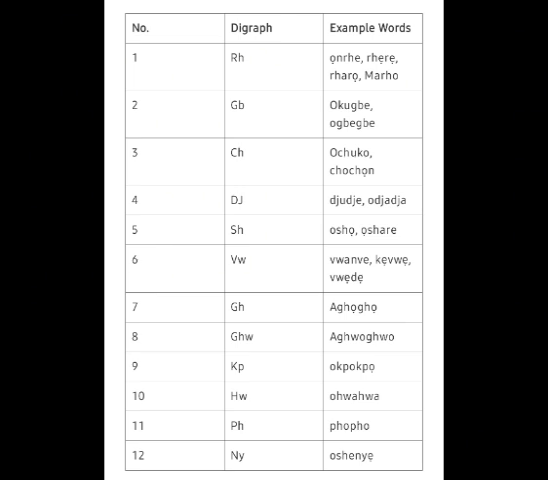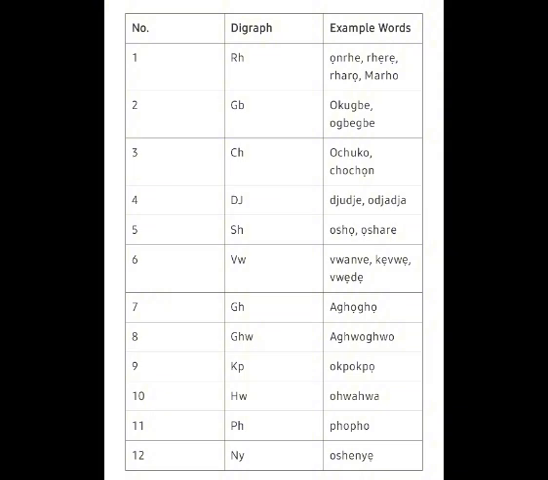We have examples there. The first example is juge. Second one that follows is ogaga. The 5th digraph there is the SH digraph, which is also considered. We have osho in the example there, and oshare also. The 6th one is the VW digraph, which is considered before. We have examples there. Mame, kewe, and wede. 7th one is the GH digraph.